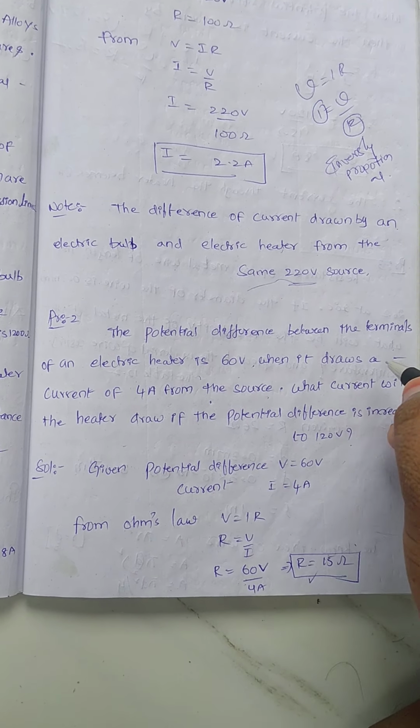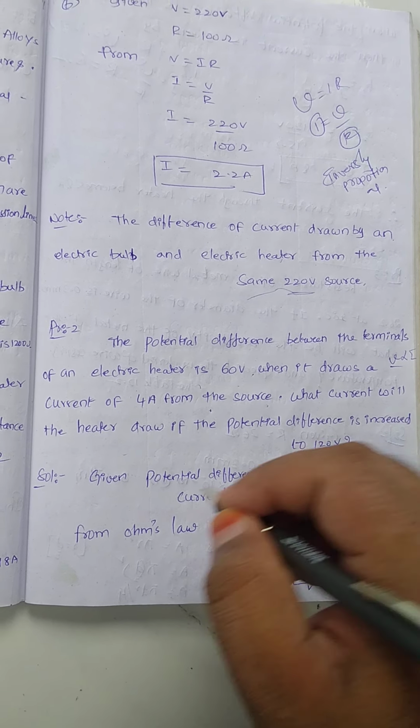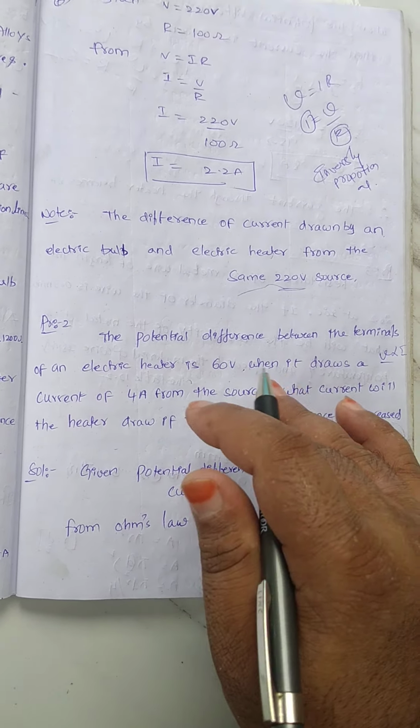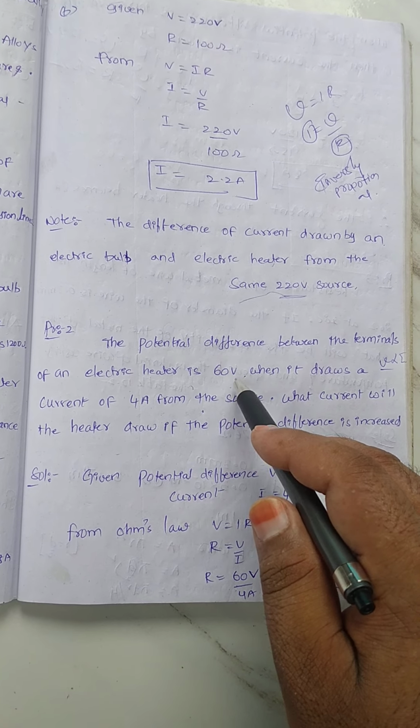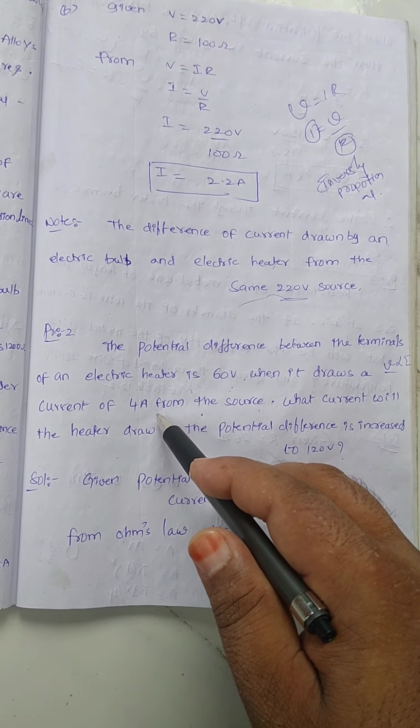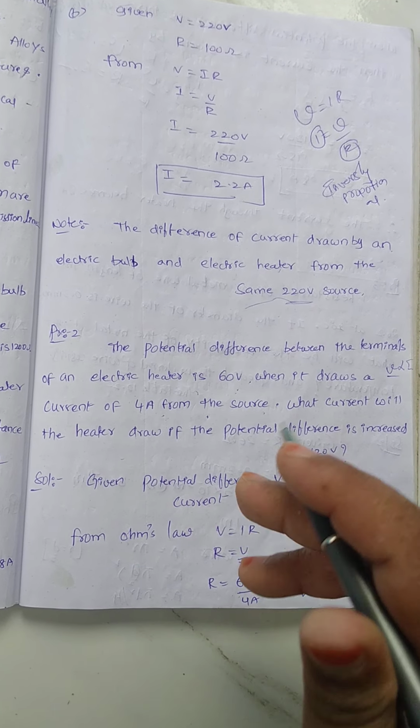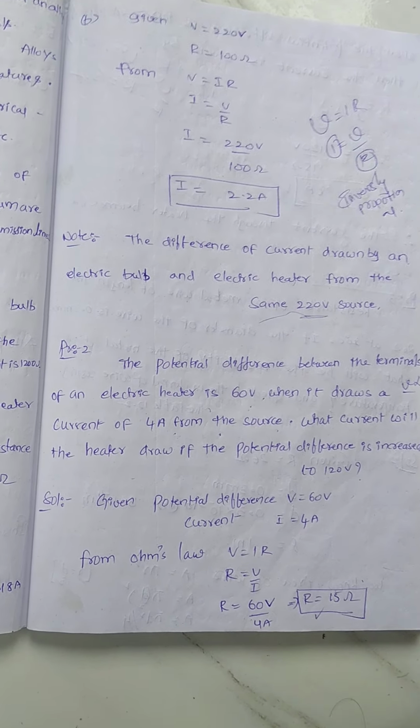But we know that V is directly proportional to I, right or not? That is only Ohm's law. Potential difference is always directly proportional to I. So if you increase the potential difference 2 times, then the current also increases 2 times. That you have to understand, right? Of course, even without solving we can easily tell.